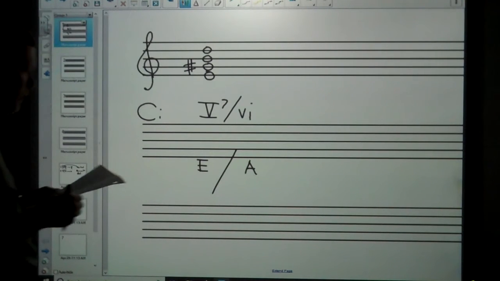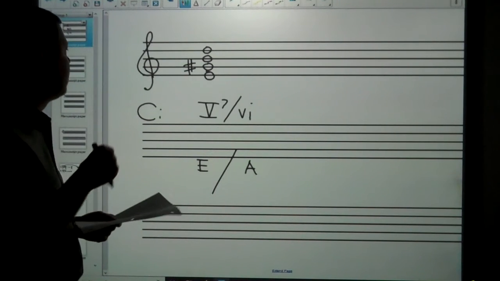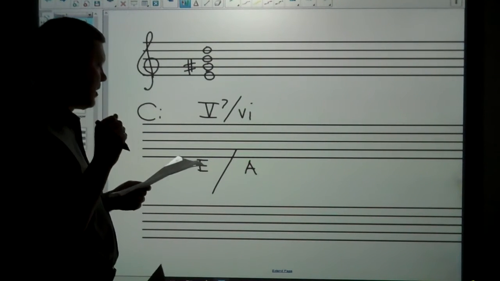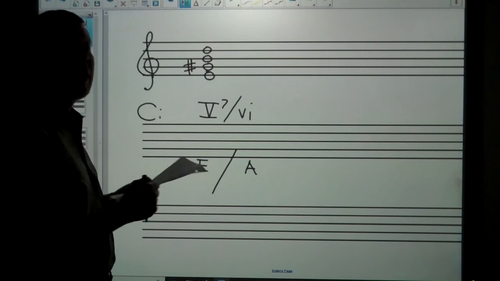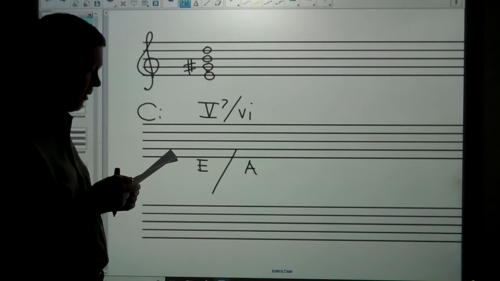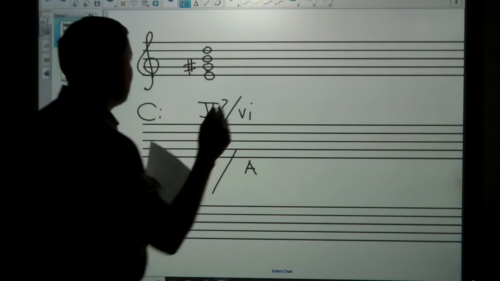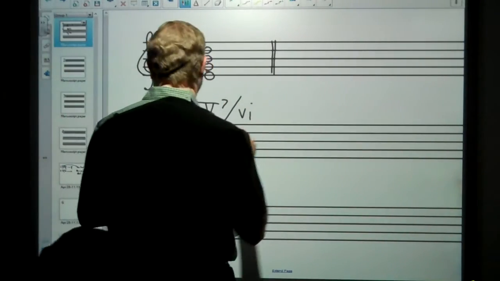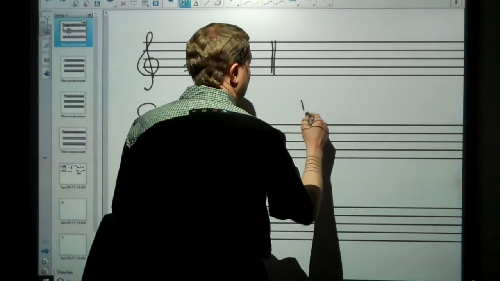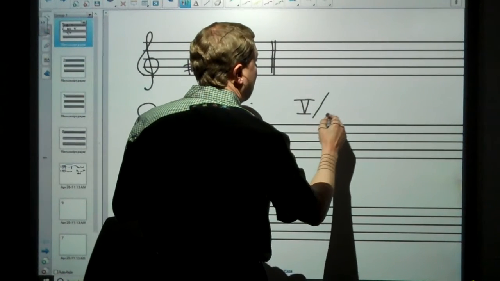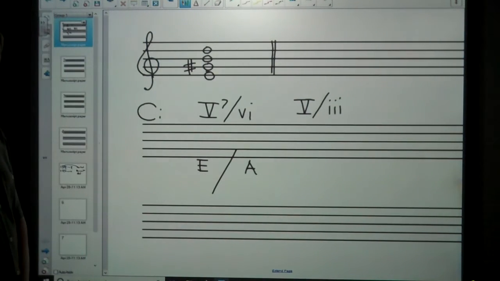Another way to view how to spell a secondary dominant is to, as I was saying before, use whatever accidentals would be necessary to make or spell a major triad or a major minor 7th chord. So, if I use another example, let's say I'm still in the key of C major, but I want to spell a 5 of a 3 chord. A 5 of a 3.